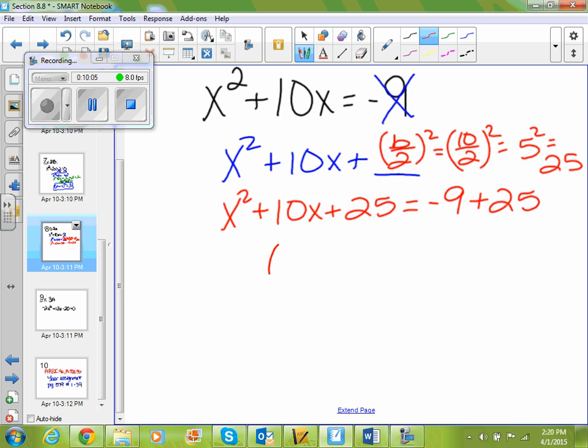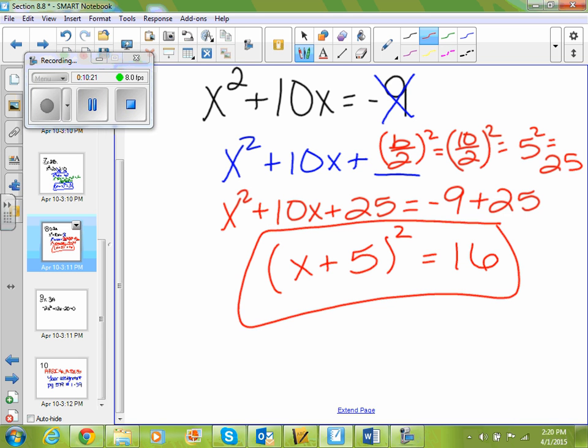So now let's simplify. If I factor that, it becomes (x plus what) squared? 5. And what's negative 9 plus 25? 16. Now what? You're done. One more. You can do it in your head.